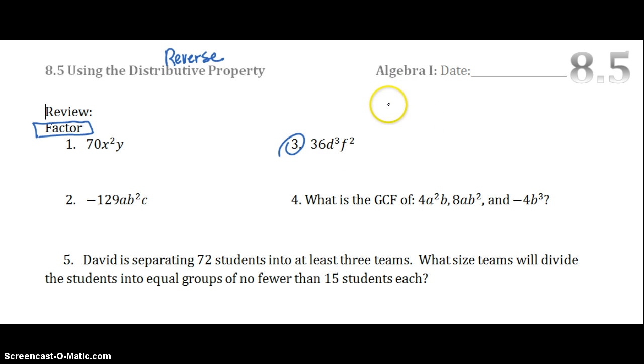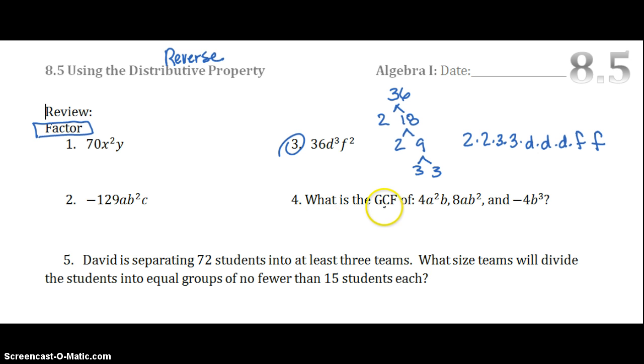I would start by, I like a factor tree where we would say 2 times 18 is 36, which is 2 times 9, which is 3 times 3. So the factored state of 36 is 2 times 2 times 3 times 3, and then of course d times d times d times f times f. So that would be the factored form of number 3.